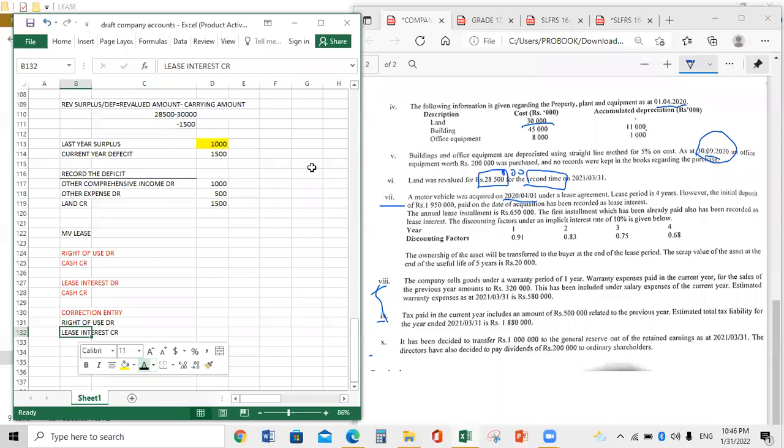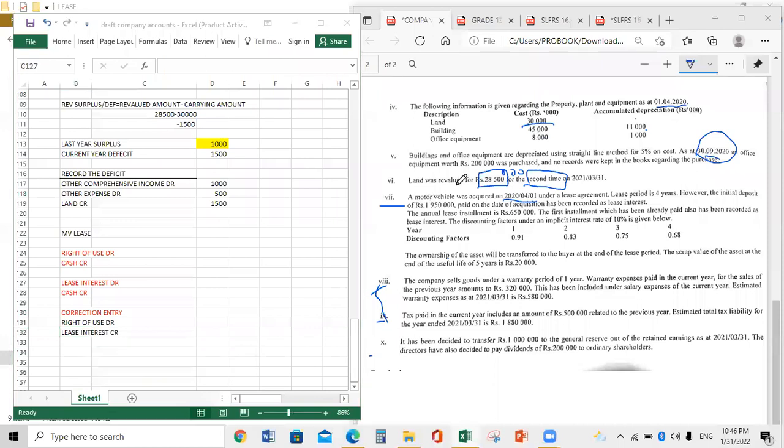Now let's go and record it. Right of use debit, lease interest credit. Okay. So what else are they telling?